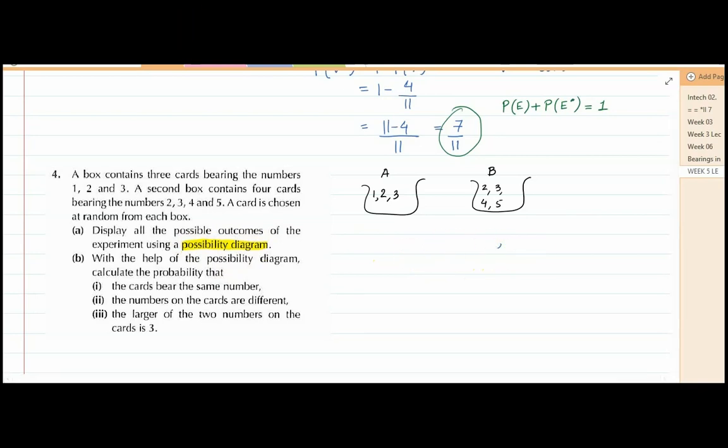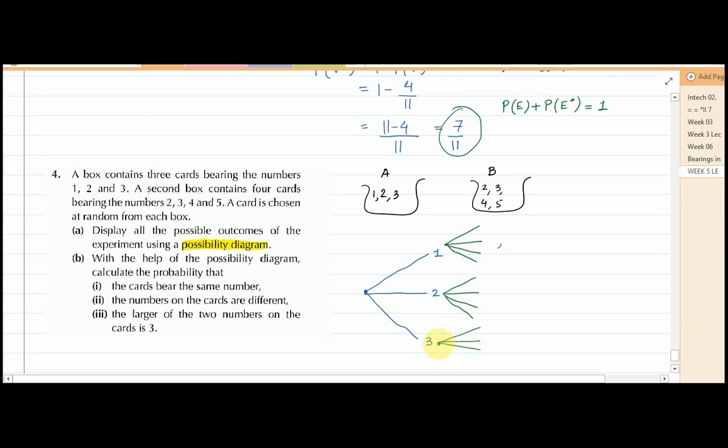Now in the first bag we have 3 possible outcomes, so I will make 3 branches, 1, 2, 3, right? The possible outcomes are 1, 2 and 3. Now in bag B I have 4 possible outcomes, 2, 3, 4, 5. So I am going to continue with bag A options, right? The green shows bag B and there are 4 possible outcomes, right?